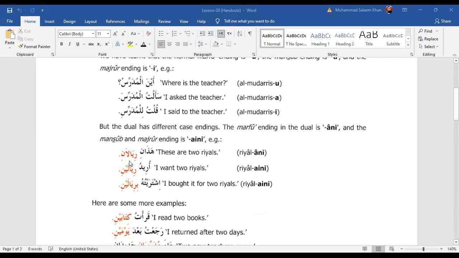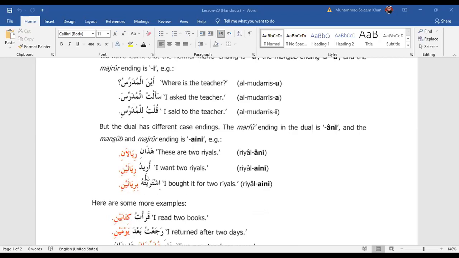Now see here, hadani riyalani. These are 2 riyals. Hadani is subject and riyalani is predicate. If you remember, we learned that the subject and predicate will be equal in number and gender. We have already learned hada and hadihi, but we are learning now hadani, that means 2, which is the dual of hada. Hadani riyalani, these are 2 riyals.